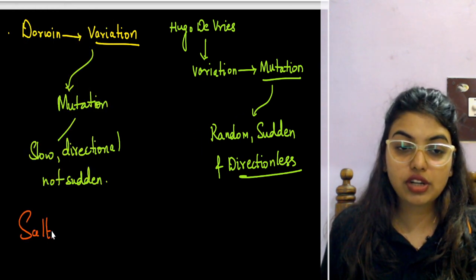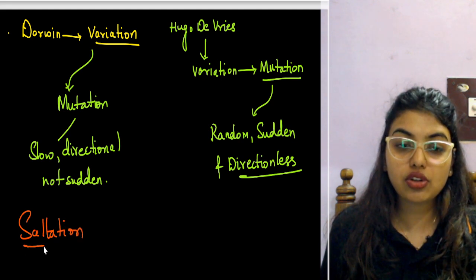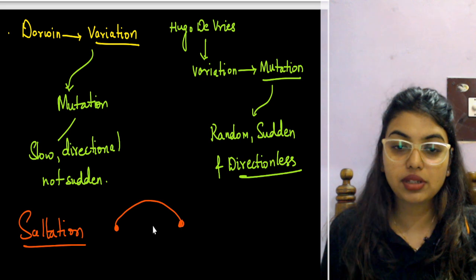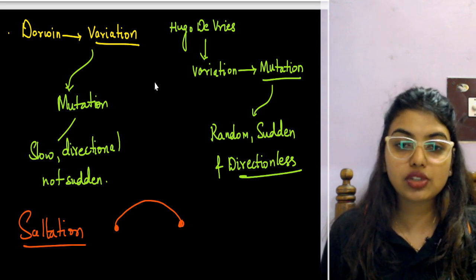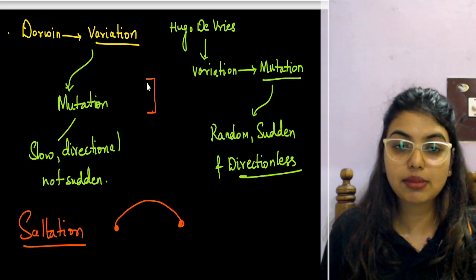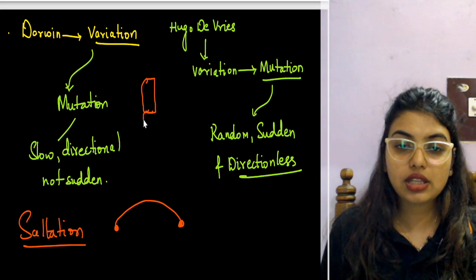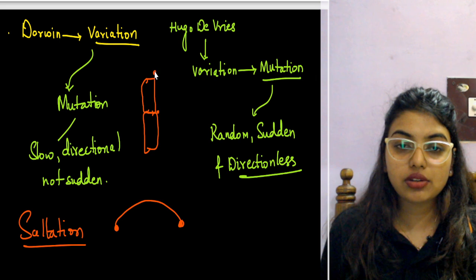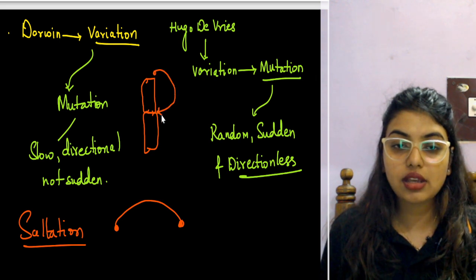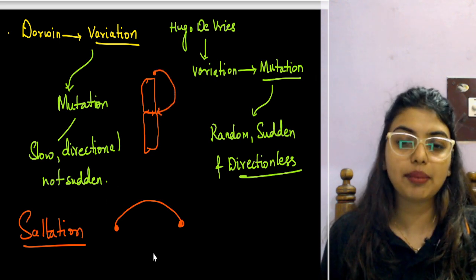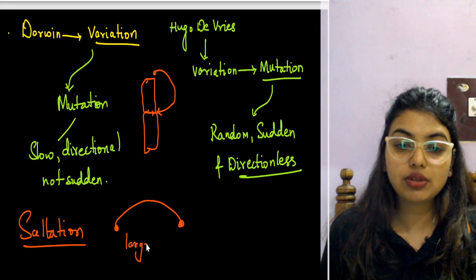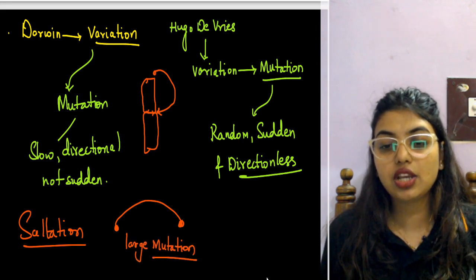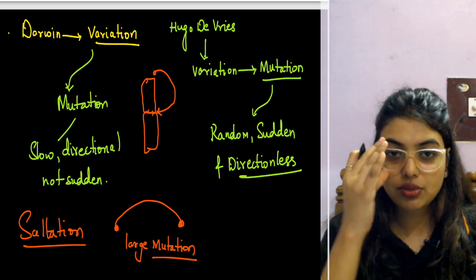Saltation, you actually study in neurons also. Saltation means, students, jumping from one point to another point. This happens in neurons also. In myelinated neurons, what happens? This is the myelin sheath. Wherever the myelin sheath is not there, from here to here, the nodes of Ranvier will be there. Here like this, the impulse will jump, that means saltation will happen. So a large mutation was called saltation.